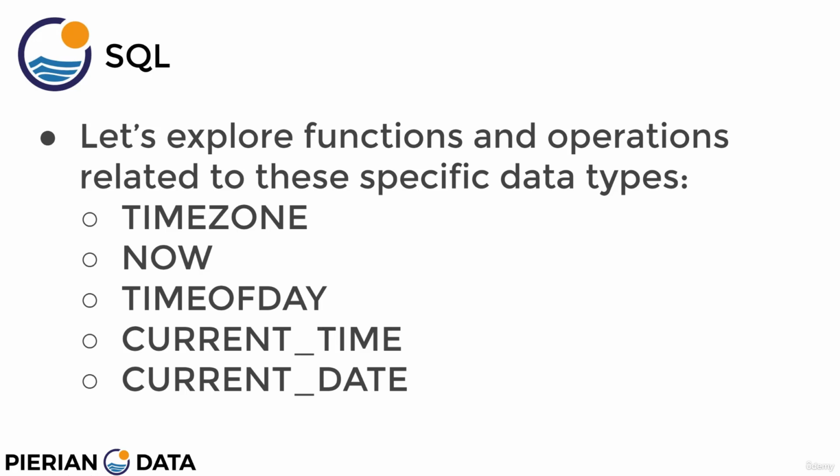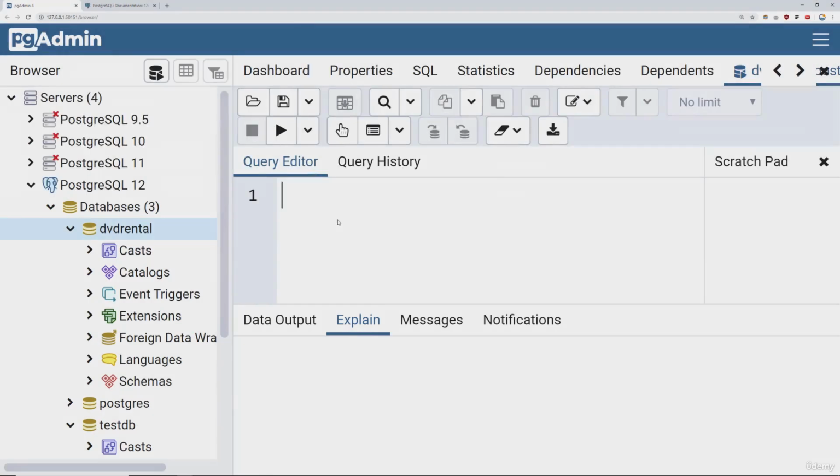They're pretty self-explanatory, so I'm just going to head straight to pgAdmin and work through a few examples. Okay, here I am in PostgreSQL, and I've connected to my DVD rental database.